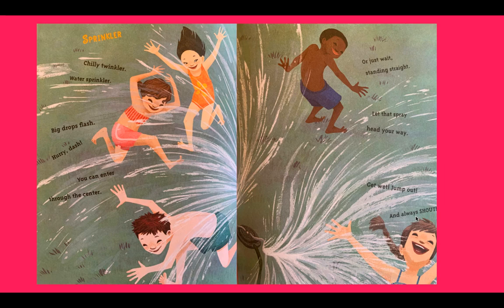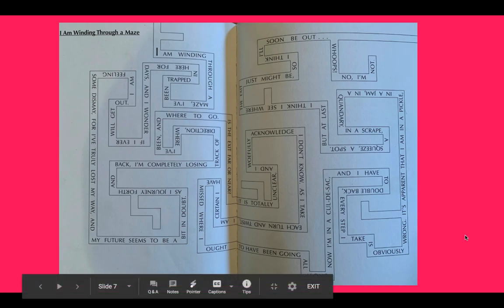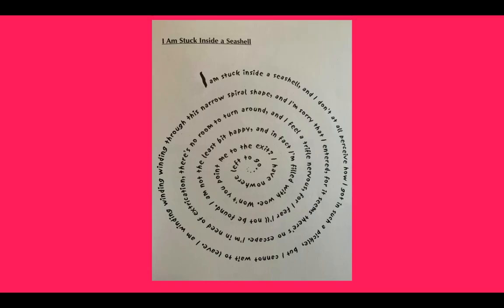So just like a sprinkler, the words are spread out all around. In this poem, I am winding through a maze. The content is a maze. So the author and the poet put it into a maze shape. Amazing use of white space. And remember, it's got to match the maze picture and the maze content. Makes sense. Look at this one. I am stuck inside a seashell. And what's the shape? It looks like a seashell.